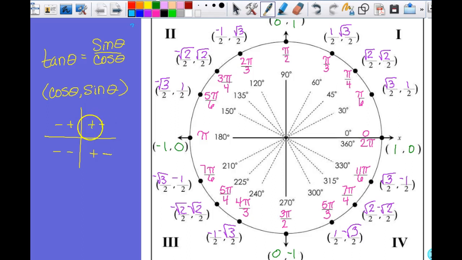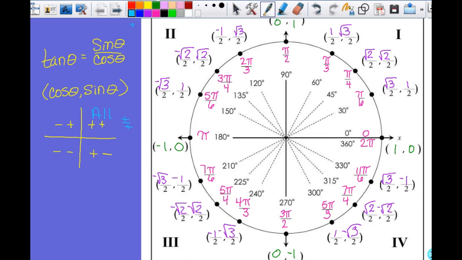So what this means is positive, positive. Cosine value is positive. Your sine value is positive because the cosine and the sine are attached to an x and y value. Since when you do tangent, it's positive over positive, that means that tangent's positive also, so they are all positive in the first quadrant. Does that make sense to you?